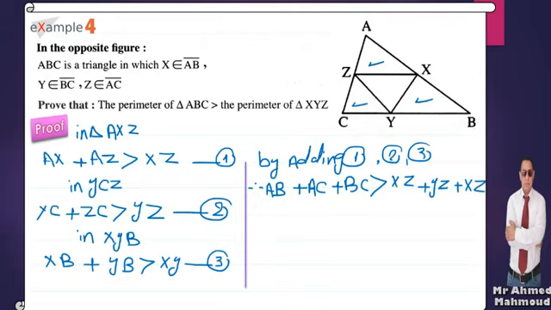AB plus AC plus BC, all of them, the three sides of triangle ABC, this is the perimeter of triangle ABC. P here means perimeter. Okay, greater than the perimeter of triangle XYZ. XZ plus YZ plus XZ give me the sides of triangle XYZ. This is the perimeter of triangle XYZ. Then we get that the perimeter of triangle ABC is greater than the perimeter of triangle XYZ, and this is the required. The next one.